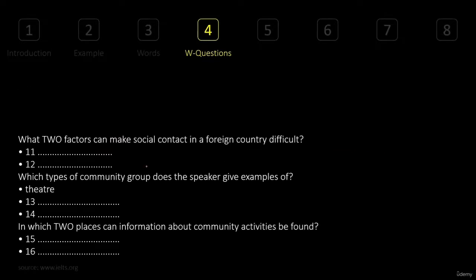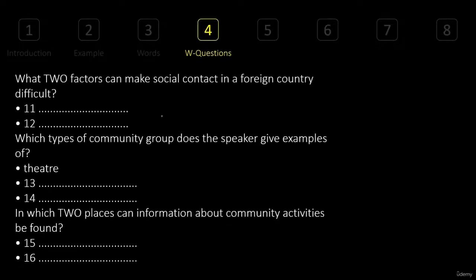So we have some questions here. Okay, I'm going to get rid of the instructions and let me zoom in here. We have here, what 2 factors can make social contact in a foreign country difficult? Here the question word is what. This is important. Second is the information here, factors. So all you have to listen to is what factors. What factors, social contact, foreign country, difficult? That's it. So you can guess what factors they are talking about. So here you have to look for what factors.